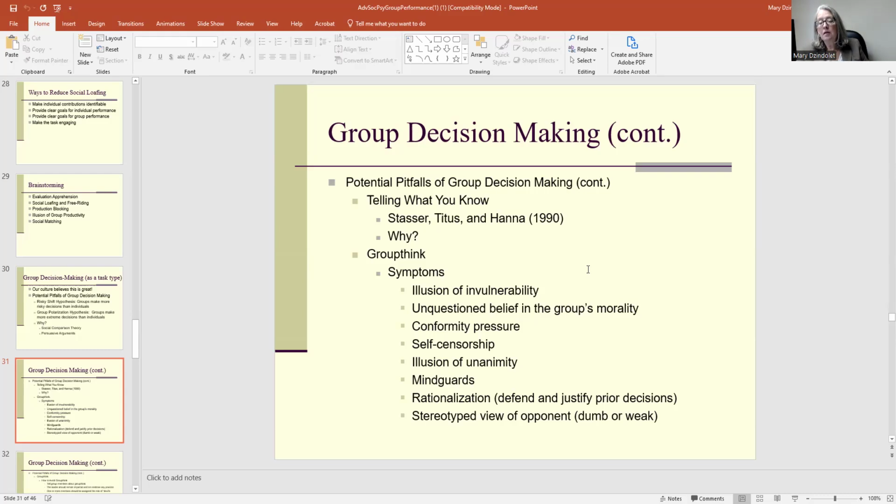We tend to talk about what everyone already knows rather than talking about our unique pieces of information. And that is a real problem. And I'm not going to go into Stasser, Titus, and Hannah's study. You can look at that on your own time if you want, but it's very true. They've shown it in a whole bunch of different scenarios, and that sometimes or oftentimes when people get together, they sort of find what they have in common, and then they spend most of their time talking about that information.